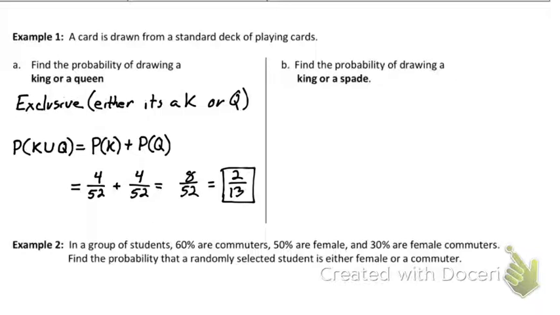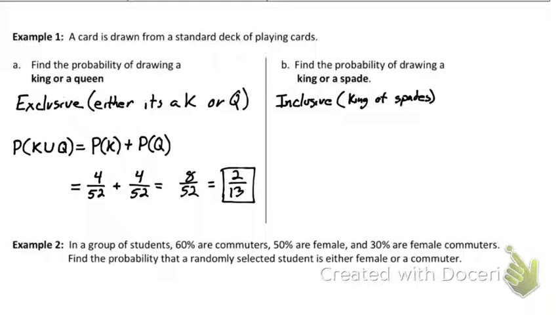Our next one, find the probability of drawing a king or a spade. I kind of went over this example. Is that inclusive or exclusive, and why? Yep, inclusive because there's an overlap. We can pull the king of spades. So this is inclusive, and it's inclusive because the king of spades falls into both categories.